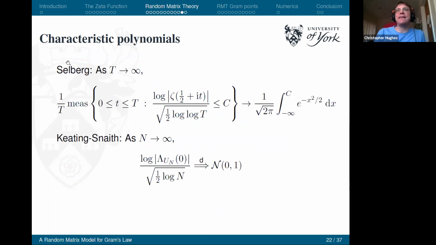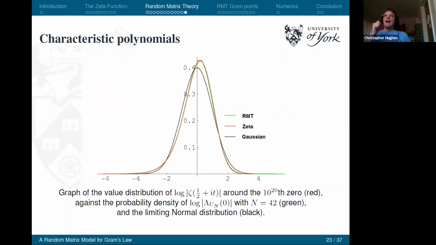So Selberg, back in the 1940s, 1948, showed that the log of the absolute value of zeta has a central limit theorem type result. And Keating and Snaith, when they were looking at the characteristic polynomial, showed that that has an equivalent central limit theorem. It converges to a normal distribution. And again, N is log T, so the scaling fits. So both of these converge to a normal distribution, proof by pictures again.